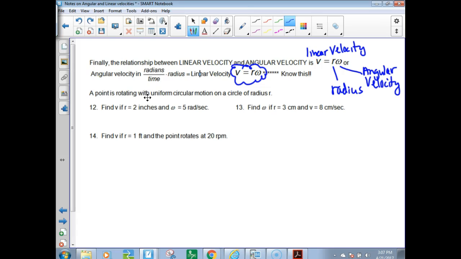We got a point rotating with uniform circular motion on a circle of radius r. Find v if r is 2 inches and omega is 5. So if you're given an r and an omega, you're going to use v equals r times omega. All right, so the linear velocity is going to be 2 inches times 5 radians a second. And that will give us 2 times 5, which is 10 inches per second, dropping the rad.